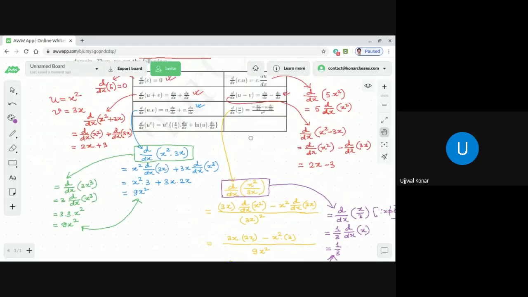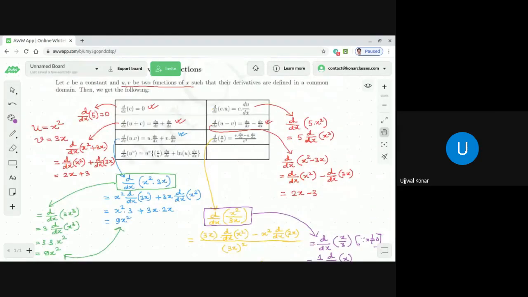Think about if I take two different functions. Suppose u is equal to x square and v is equal to log of sine x. Then you need to apply the formula properly, right? u by v, correct or not? Yes. If anyone is having any question, please feel free to ask me, dear students.